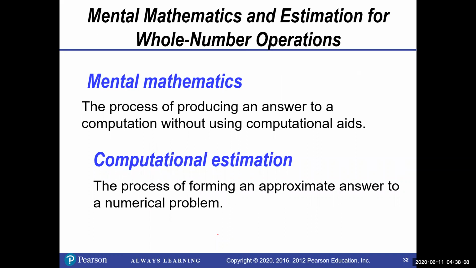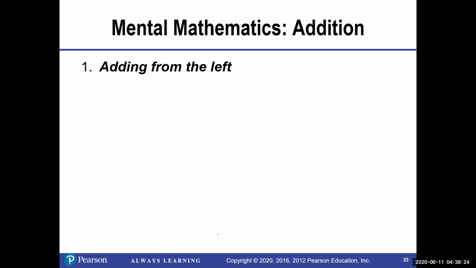And these are mental mathematics and estimation for whole number operations. Mental mathematics, the process of producing an answer to a computation without using computational aids, and computational estimation, the process of forming an approximate answer to a numerical problem, okay?